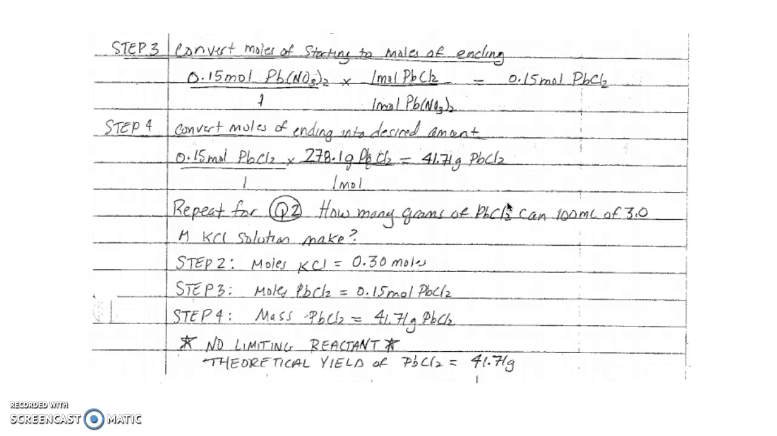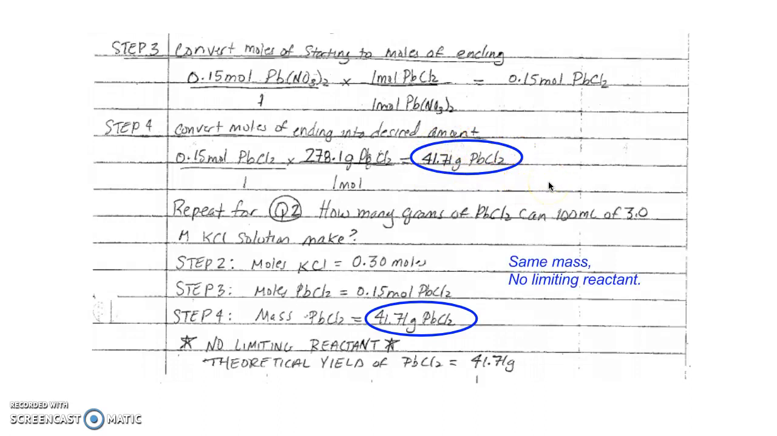Okay, so for step 2, you should have the moles of KCl to be 0.30 moles. For step 3, you should have the moles of lead chloride to be 0.15 moles, and then the mass, again, is 41.71 grams. So there's no limiting reactant here, because typically to find a limiting reactant, we compare the amount of lead chloride, or product, we can make from both, and the one that gives us the least tells us our limiting reactant. That means that's the one that ran out first, and so our theoretical yield would be the smallest mass number. Here they're the same, so there's no limiting reactant, and our theoretical yield will be 41.71 grams.